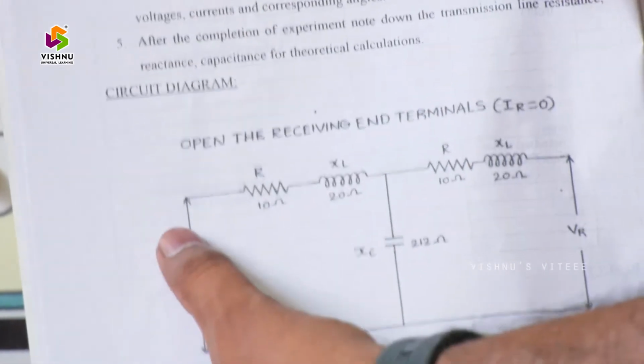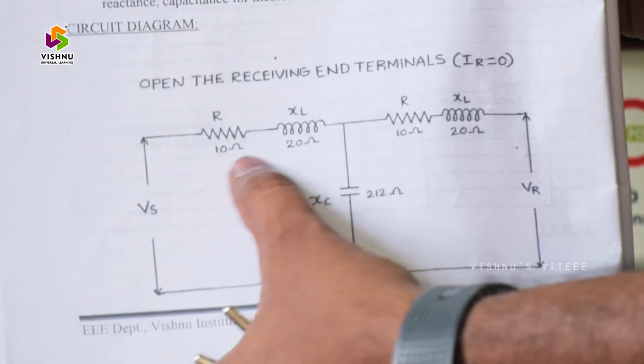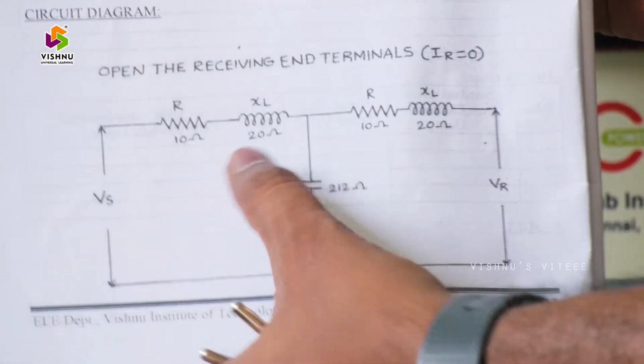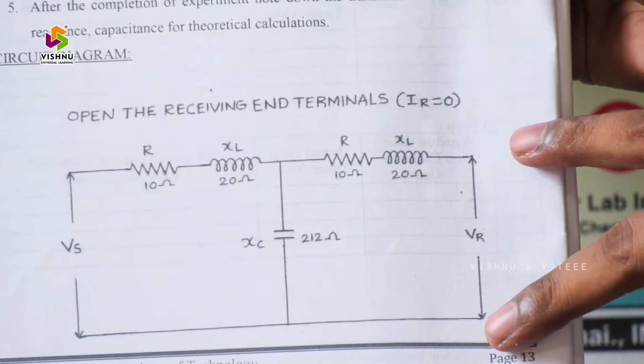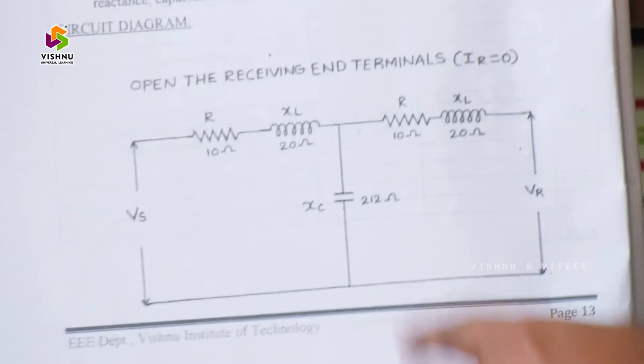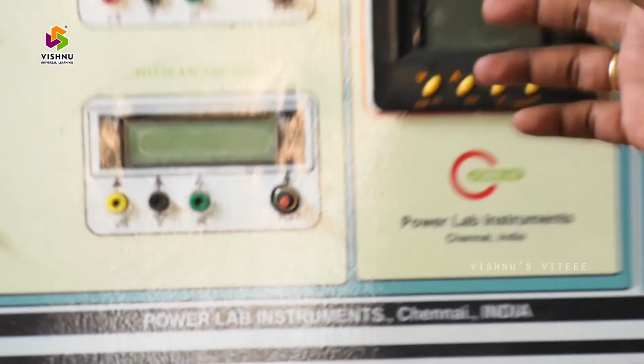So, this is the Vs voltage, the sending end voltage, and this is the resistance and inductive reactance parameters. This is the capacitive reactance parameter, and we are going to measure this receiving end voltage. Okay. So, now we are going to connect this network in this trainer kit.